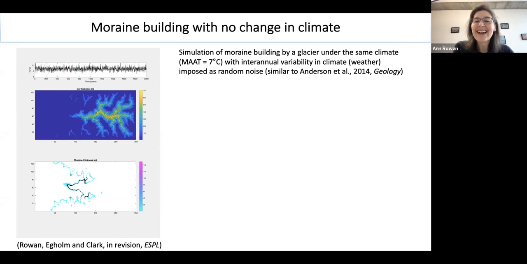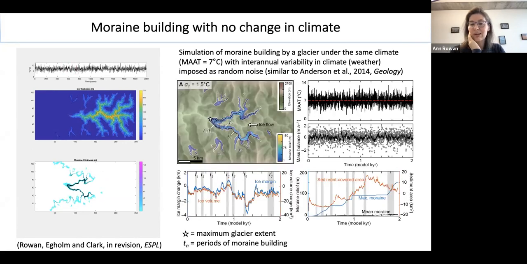This is similar to some experiments by Leif Anderson in his 2014 paper, where he looked at how white noise, so interannual variability in climate, can affect the length change of a glacier. The difference here is that we include sediment deposition. And this turns out to be important because the glacier margin fluctuates very slightly over time. So I'll show you the final results from the simulation. The animation on the left will keep running, but the figure on the right shows you the end result of this. This is what the moraines look like at the end of the simulation.